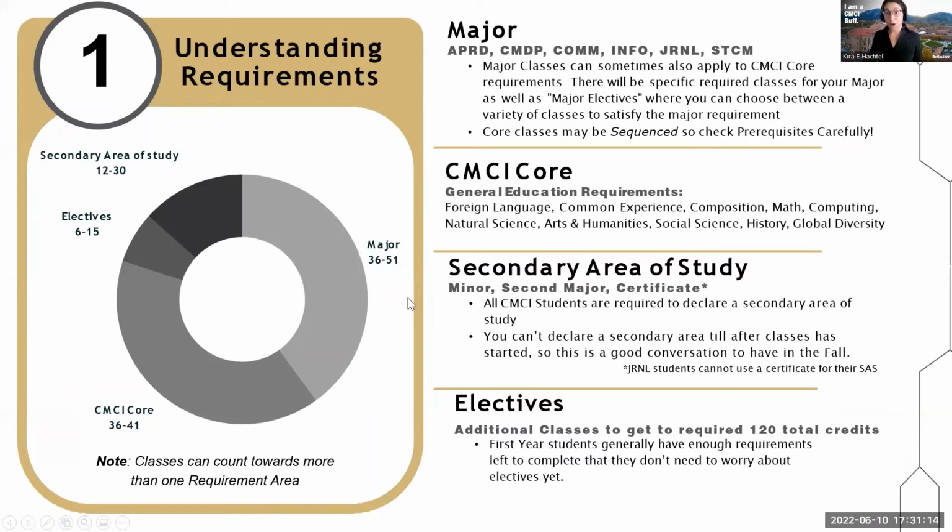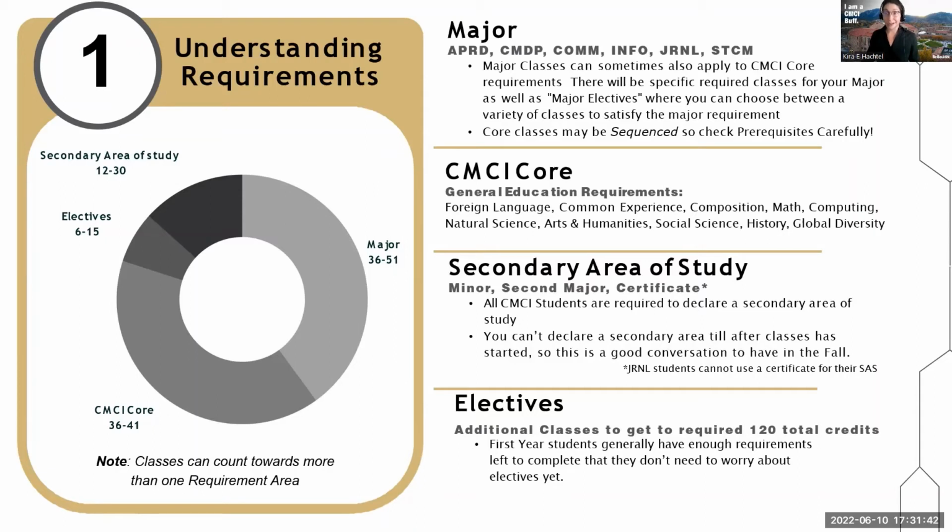There are 4 primary components to your degree at CU Boulder. The first part is your major. All CMCI students declare a major when they apply to our college. So that means you already have a major selected. It's always a really good idea to review the major that you have declared and read about some of the classes involved in that major to make sure that you feel like you're on the right track.